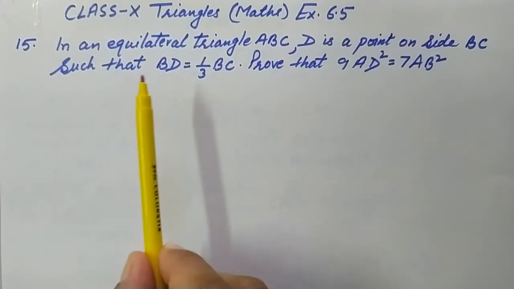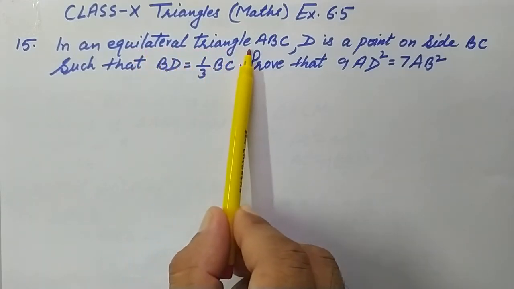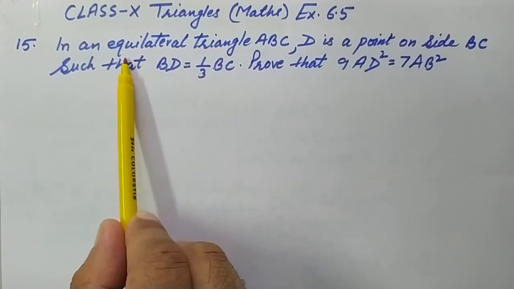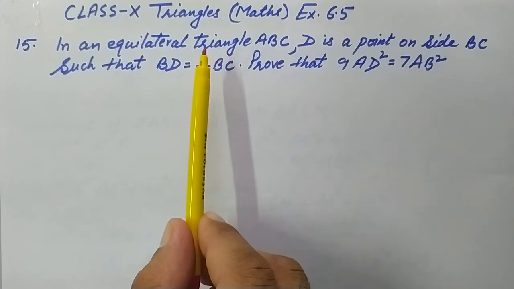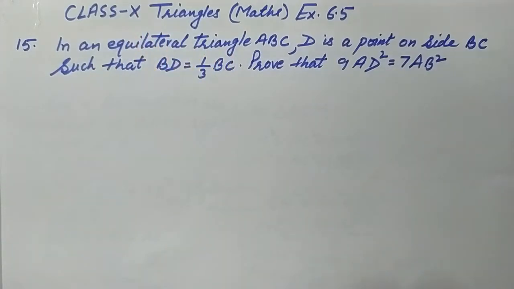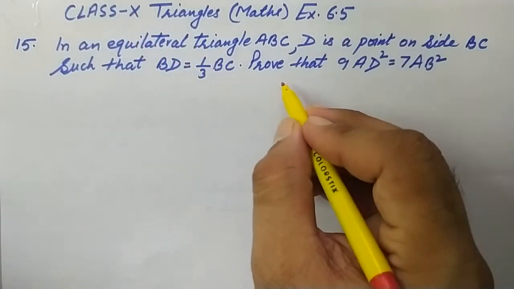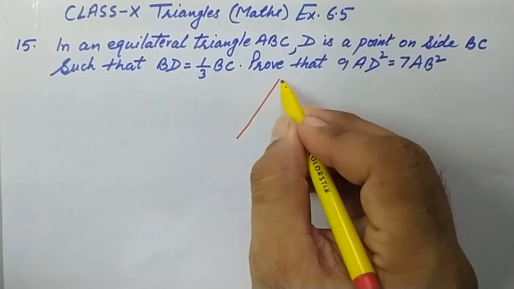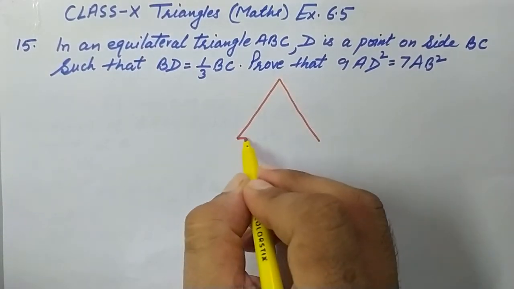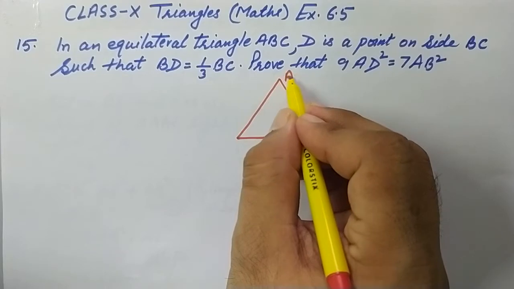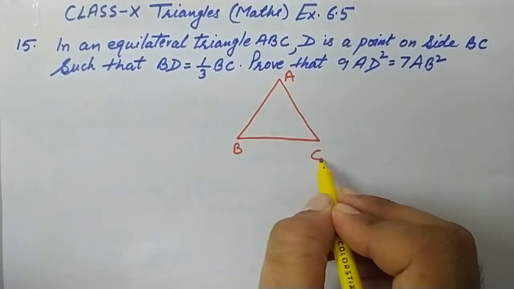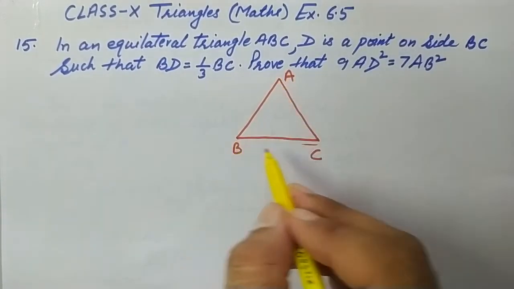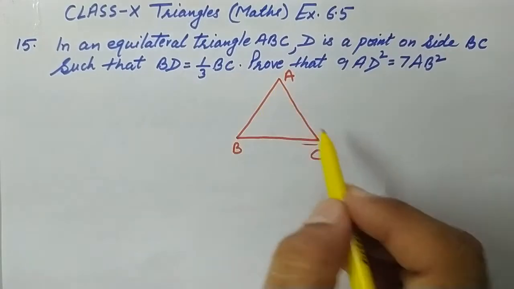Okay, so in this question, one equilateral triangle ABC is given. An equilateral triangle is that triangle in which all side measures are equal. So let's draw the figure first of all. Suppose this is the equilateral triangle which is given. So ABC is an equilateral triangle. So all sides are equal. AB is equal to BC is equal to AC here because this is an equilateral triangle.